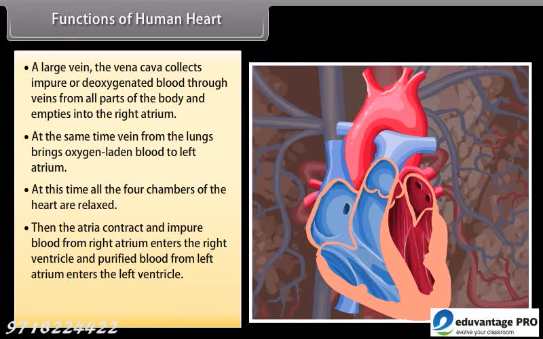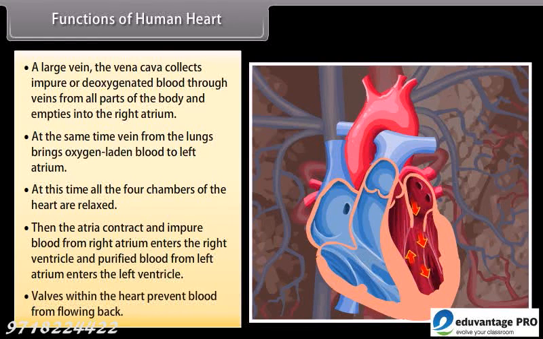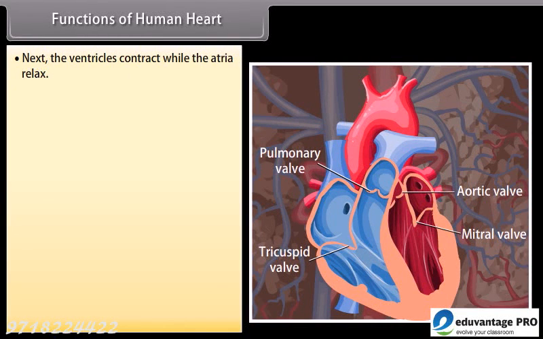Then the atria contract and impure blood from right atrium enters the right ventricle and purified blood from left atrium enters the left ventricle. Valves within the heart prevent blood from flowing back. Next, the ventricles contract while the atria relax.